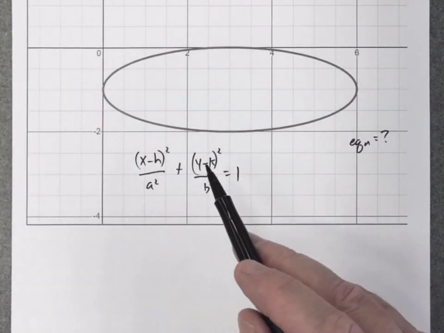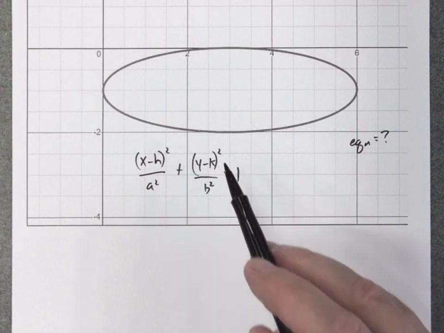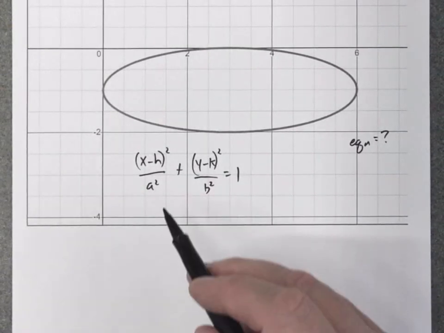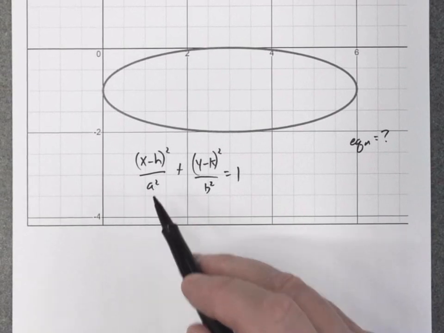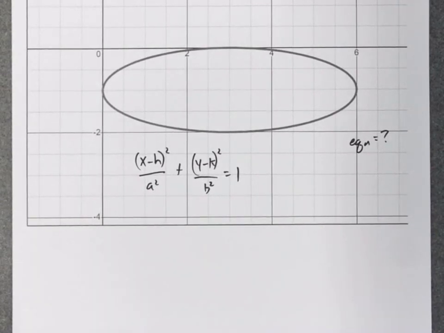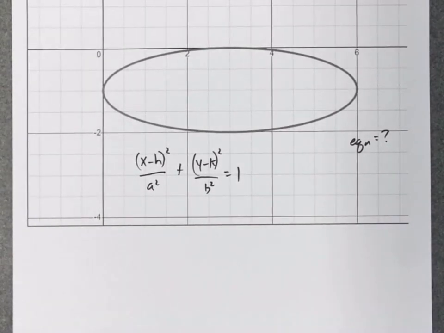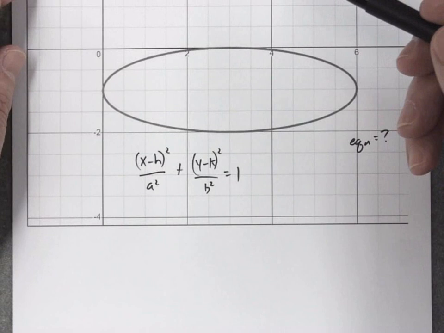So to find the equation, I need to know h and k, which is going to be the center of the ellipse. And then a and b are the distances. A is the distance from the center to the vertices, and b is the distance from the center to the minor vertices. So here you just have to be careful. Let's go find the center.